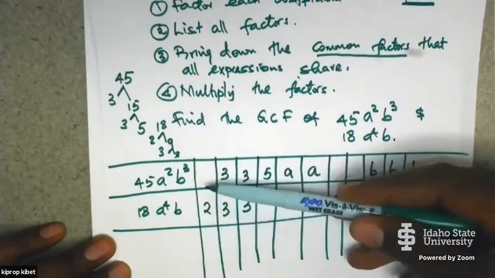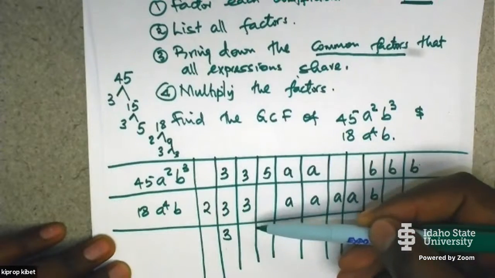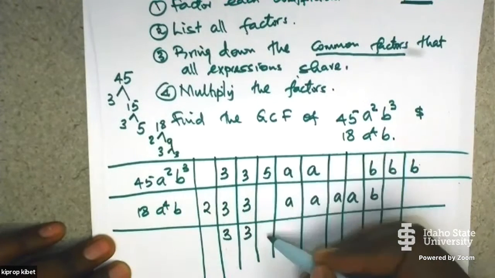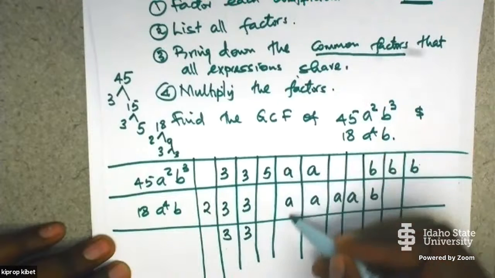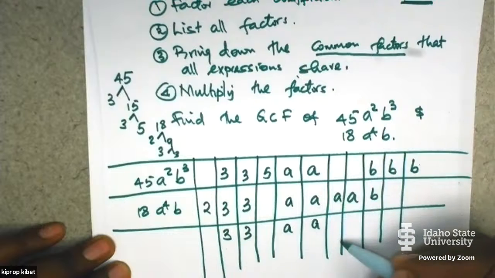So is 2 common here? No. Is 3 common? Yes. So we bring down 3. Is 3 common here? Yes. Is 5 common? No. Is A common? Yes. Is A common here? Yes. This A is not common. This one is not common. Our B here is what?